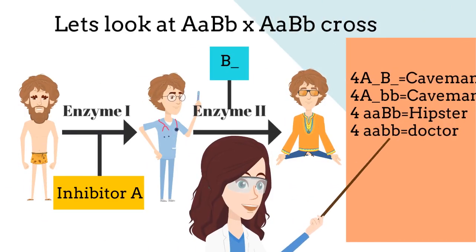The genotypes with the dominant A alleles are still stuck at Caveman Bob, and the genotypes with the recessive A alleles but dominant B alleles are still producing Hipster Bobs. So each genotype is still producing the same phenotype, but the ratios have changed.